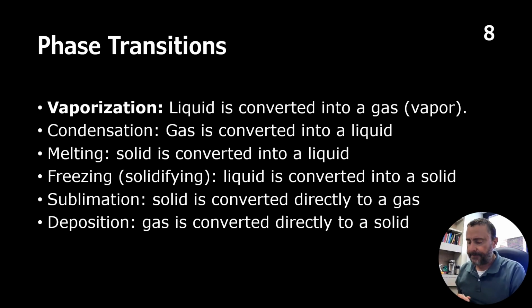And then lastly, one that doesn't happen quite as often but can occur is sublimation. Sublimation is where you take a solid and it goes directly into the gas phase. So it doesn't even go into the liquid phase first. It goes directly from a solid. The most famous example of this is probably dry ice. It sublimates into the gas phase. And then the reverse of that is something that we call deposition, where gas is converted directly into a solid.